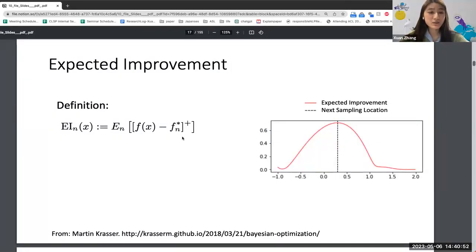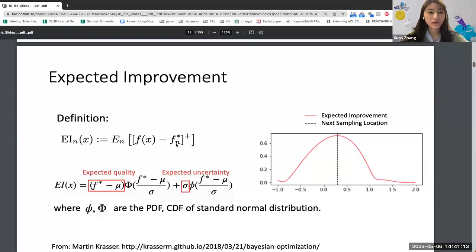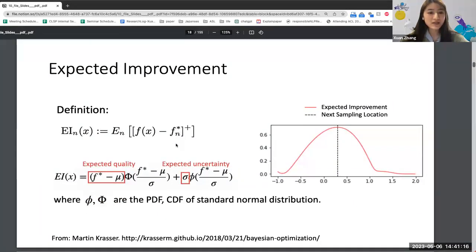So the expected improvement is defined as follows. Here, F star is the value of the best sample so far. It is a literal expectation of the improvements of the current sample compared to the previous best samples. And the expected improvement can be further decomposed into two terms, the exploitation term and the exploration term.